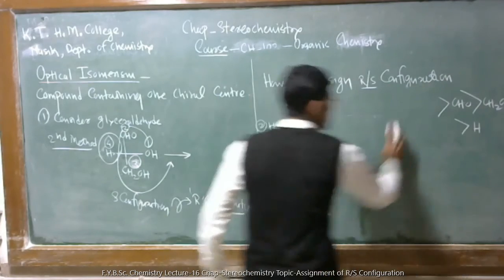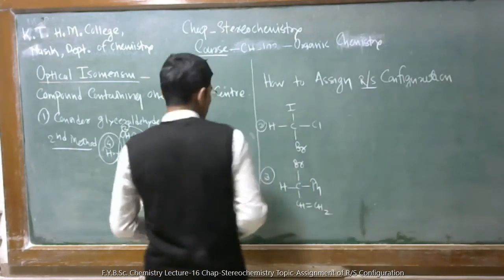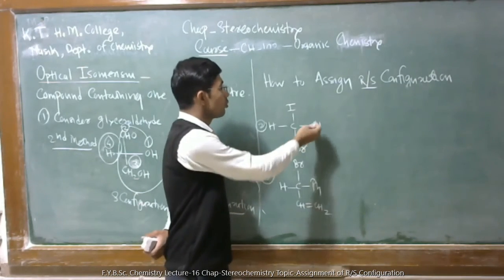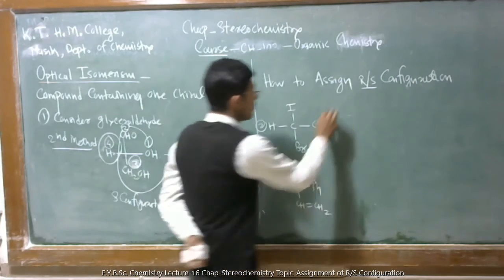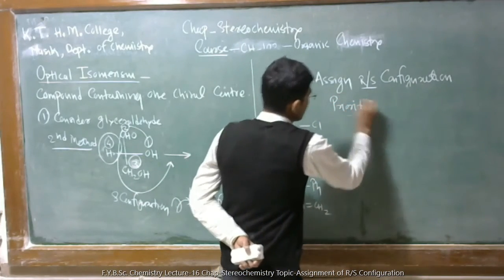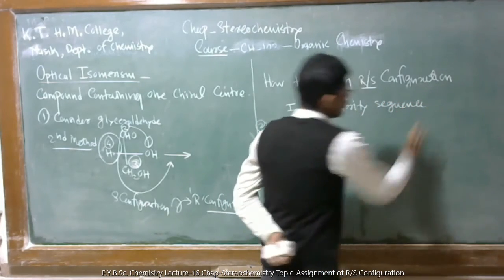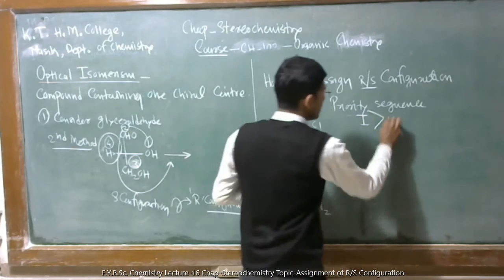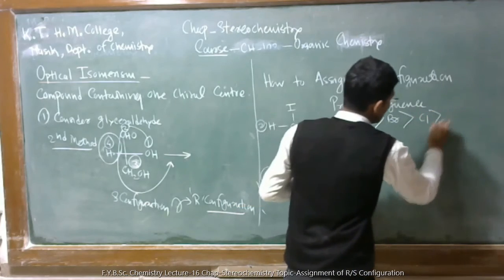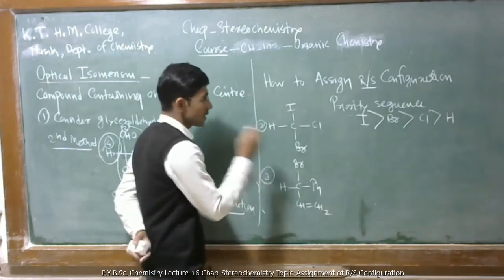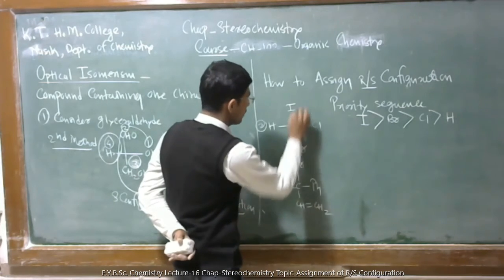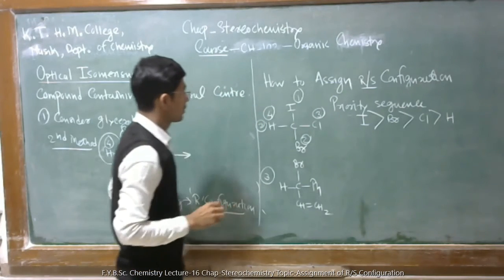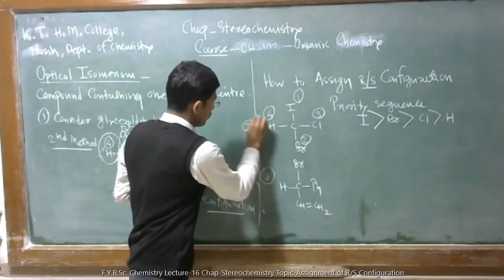So we consider a second example here. This is the bromochloroiodomethane compound. So the priority sequence: iodine has the highest atomic number, so it gets the first priority, then bromine gets the second, then chlorine, then hydrogen. In this way we assign the priority. Over this structure we assign the first priority, then second, this is third, and this is the fourth priority. So this is example number 2.